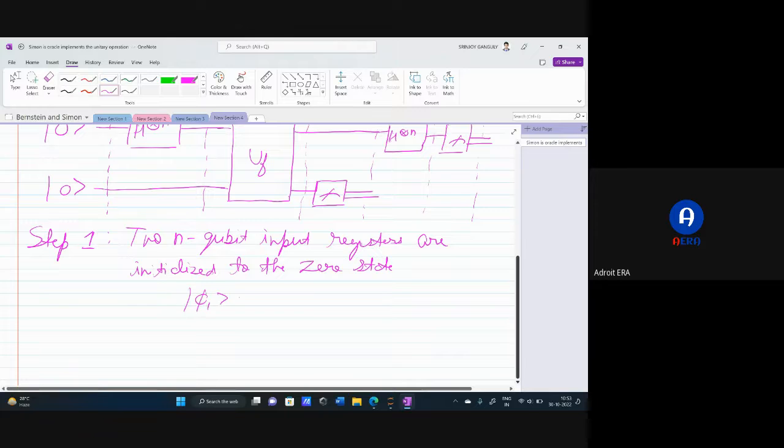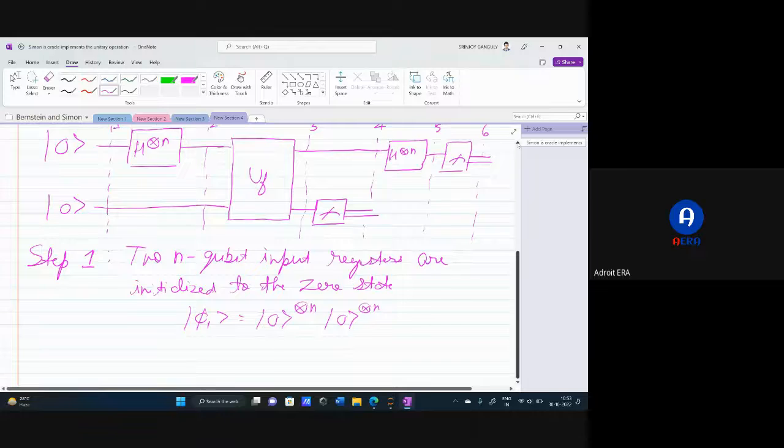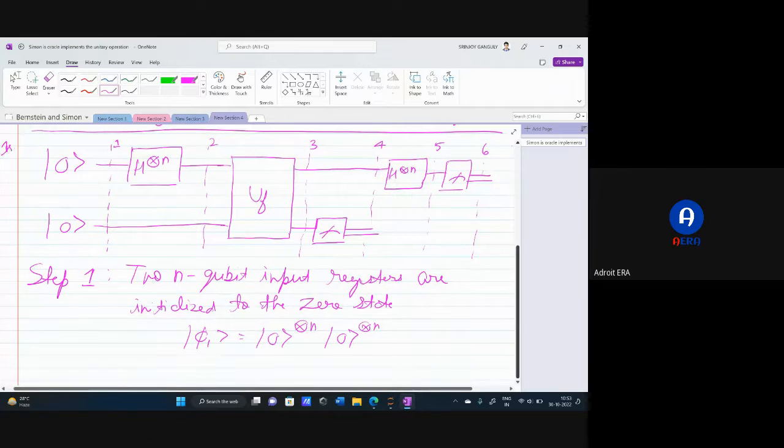So ket phi 1 is equal to ket 0 tensor n and ket 0 tensor n. So basically both the registers. This is the first register, which can be of n qubits. And this is the second register, and this can also be of n qubits. So this time it is not a single qubit, as you can see. It can be of n qubits.